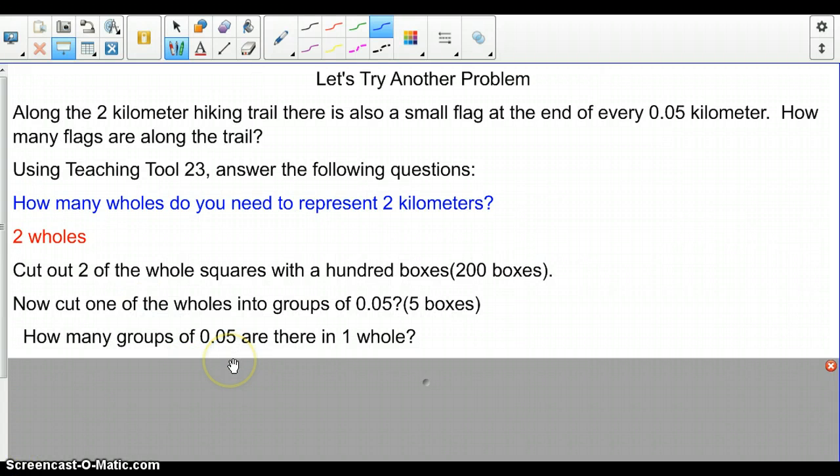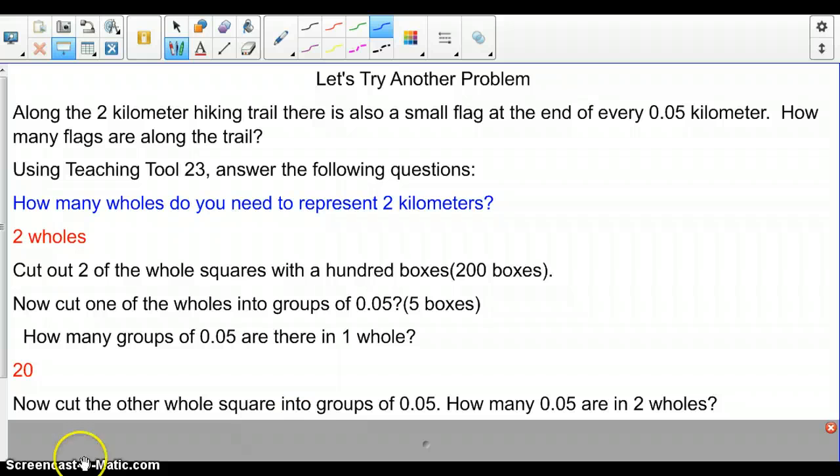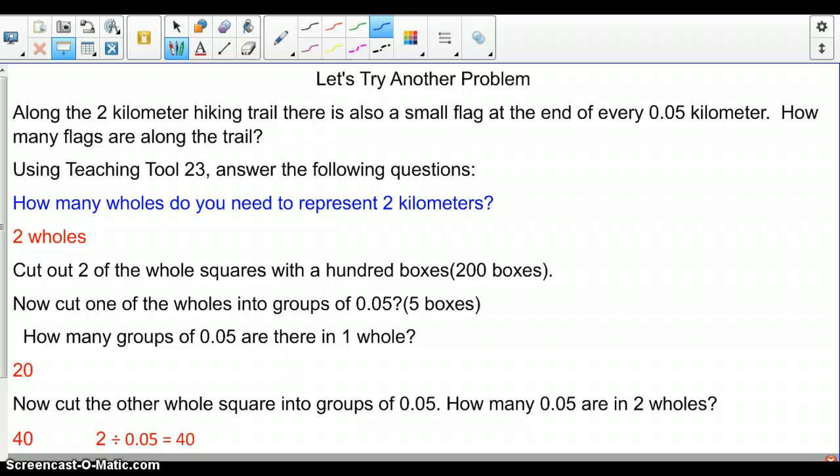How many groups of 5/100 are there in one whole? Well, let's look and see. When I cut these apart, I ended up with 20 groups. So my answer is 20 for one whole. Now I cut the other whole square into the same thing, and I got 40. So 2 divided by 5 hundredths is 40.